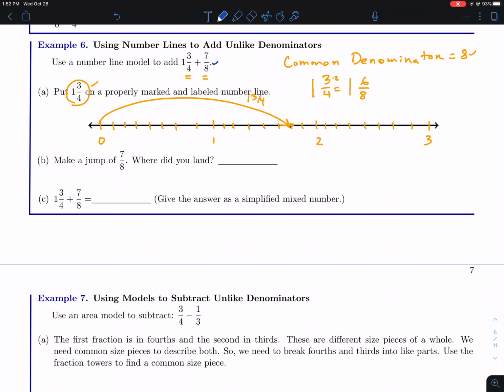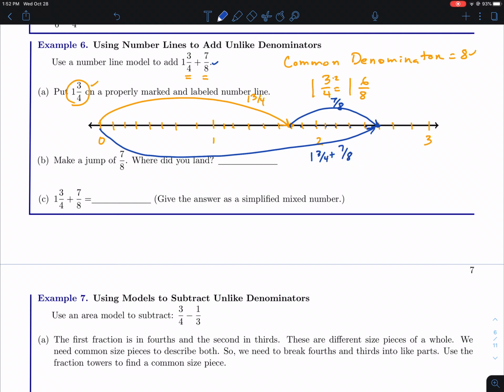Again, we don't have to worry about the denominator because we did that when we did the chunking. So now we just need to worry about the top number. So 1, 2, 3, 4, 5, 6, 7. So that's going to land us there. So this is 7/8. So finally, the answer is going to be this big stretch here. So this is 1 3/4 plus 7/8.